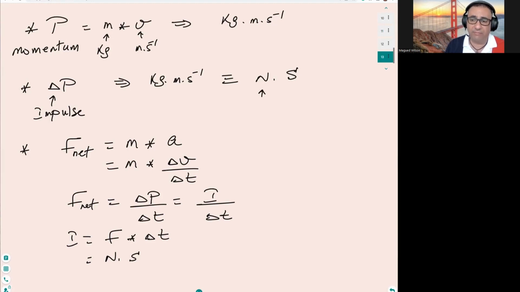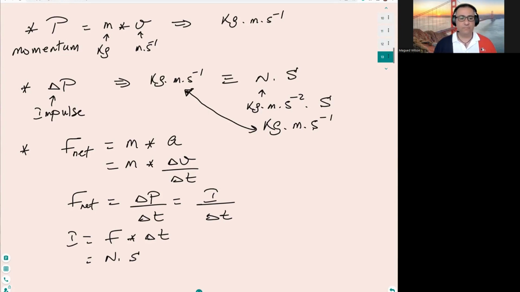And this is easy to prove. We know Newton is mass times acceleration, which is kilogram meter second minus 2. This is Newton, and then you multiply by second here. So you end up with kilogram meter second minus 1, which is basically the change in momentum or the momentum here. So this is basically most of the derived quantities in mechanics that you're going to see.